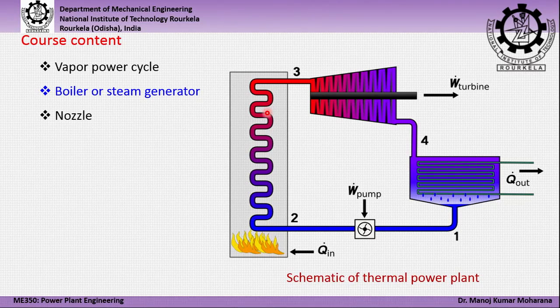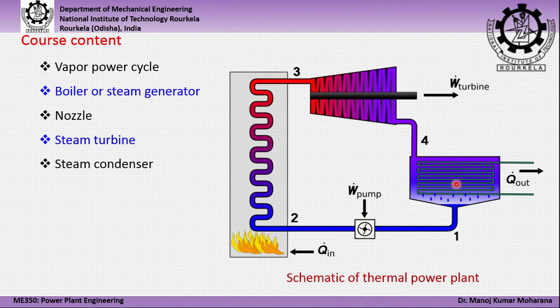Next we will study the construction and working of a nozzle, which is prime in the working of a turbine. Once we study the working and design of a nozzle along with its thermodynamic principle, next we will go for the construction, types and working of a steam turbine, where we will study in detail different types of steam turbine and the underlying thermodynamic principles based on which the turbine works. Next we will go for the condenser, where we will study different types of condenser.